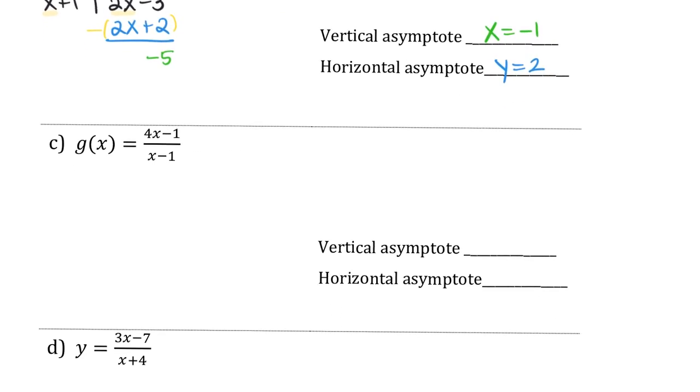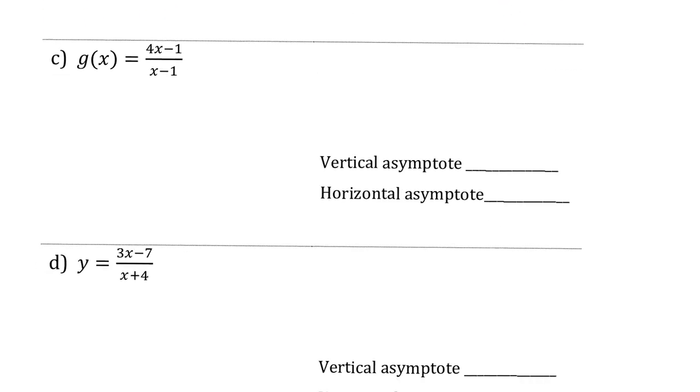Let's try the next one. g of x equals 4x minus 1 over x minus 1. There's an x at the top, so I can do long division. So I'm going to divide 4x minus 1 by x minus 1. First term is x and 4x, so I need to times by 4. 4 times x is 4x. 4 times minus 1 is minus 4. Perfect. Okay, subtract down. 4x minus 4x is 0.